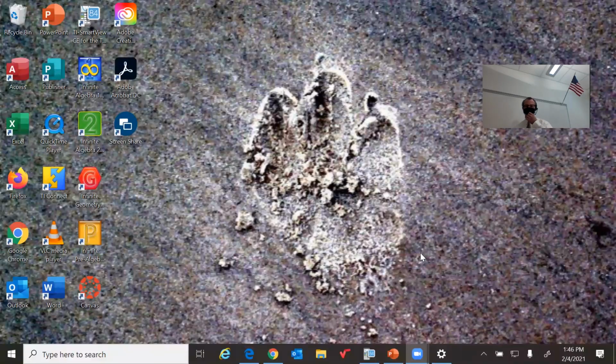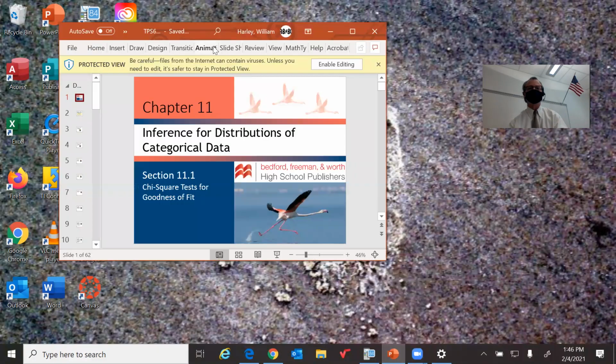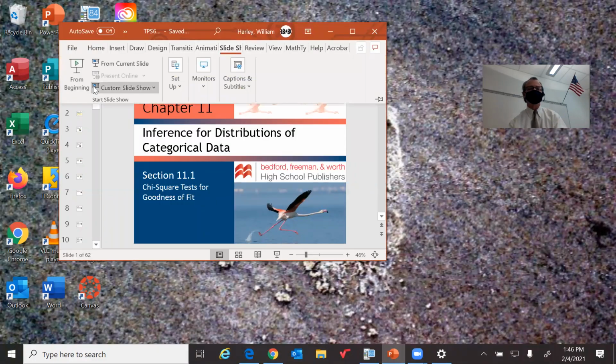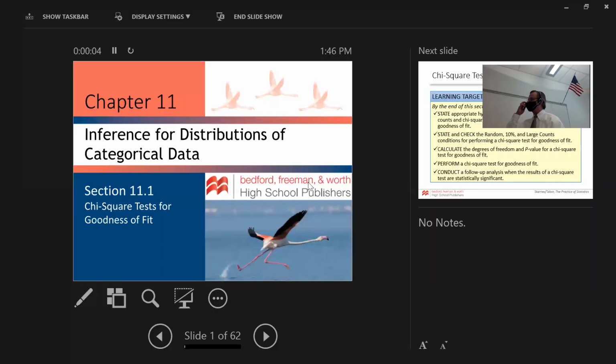So this is 11.1. You need your tech and your desk. 11.1. This is the alpha lesson. And I have given up using the board to advance the slides. So I'm going to do it from over here.